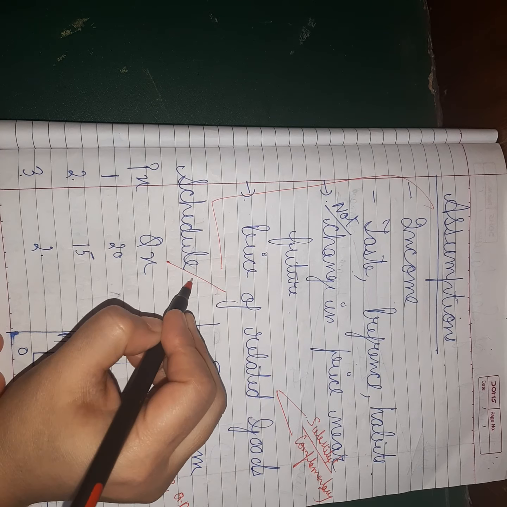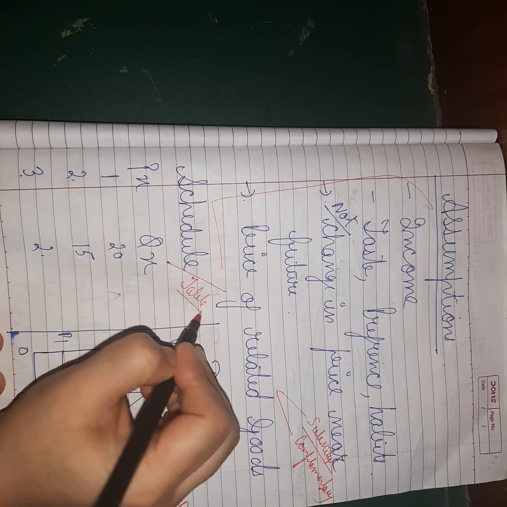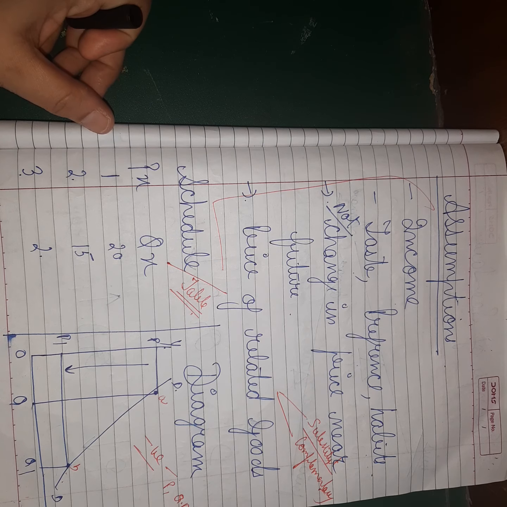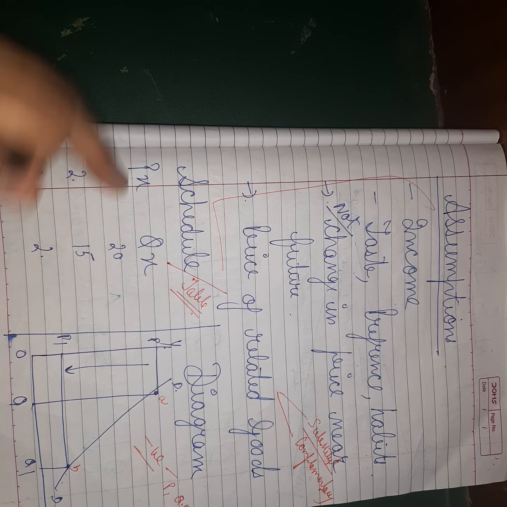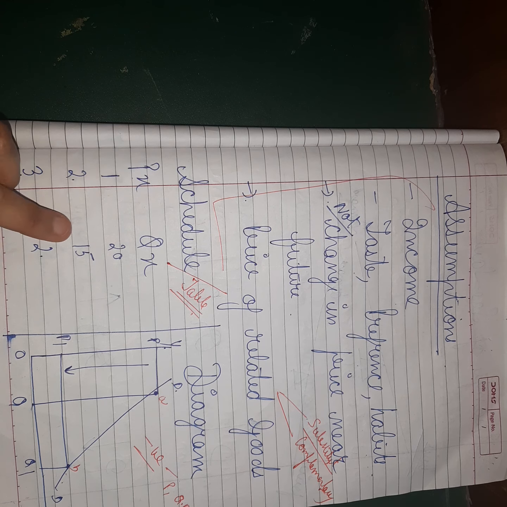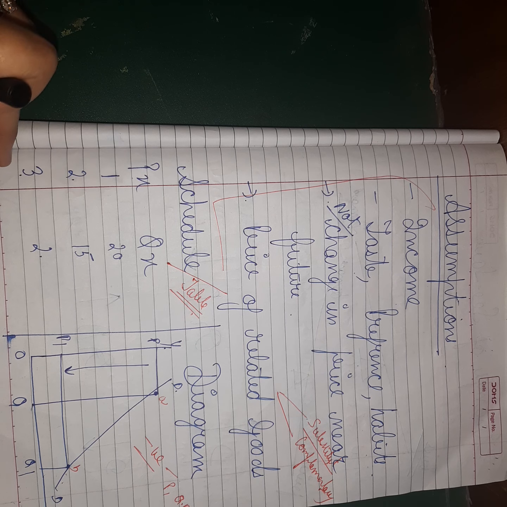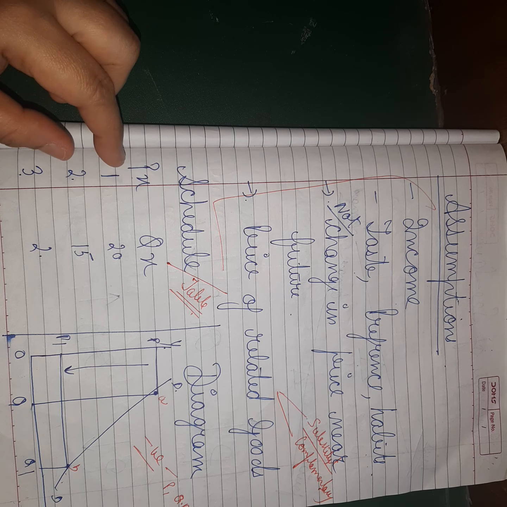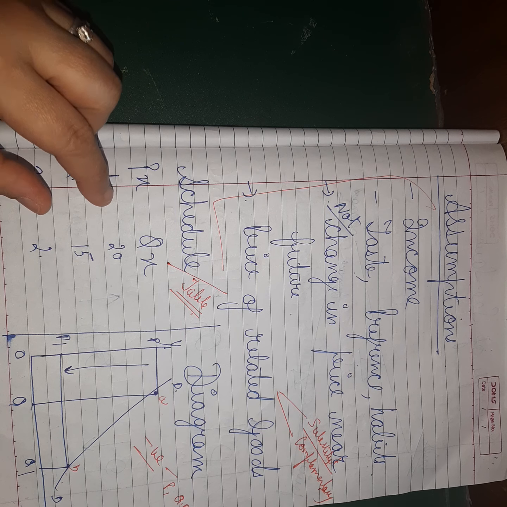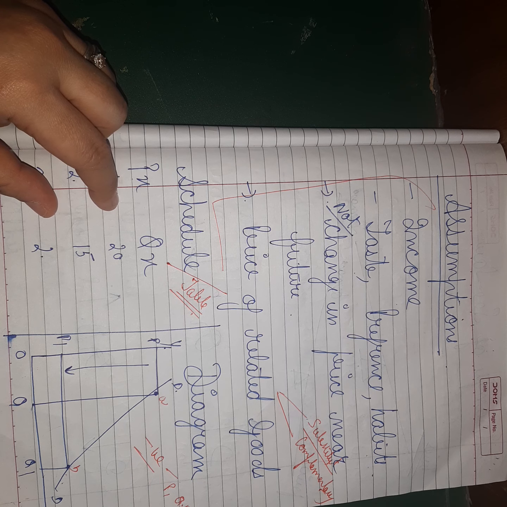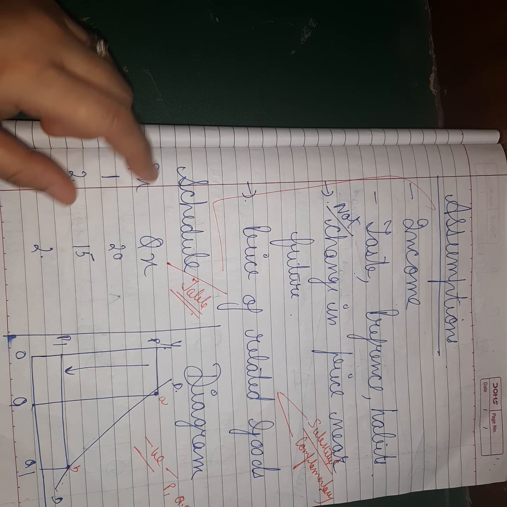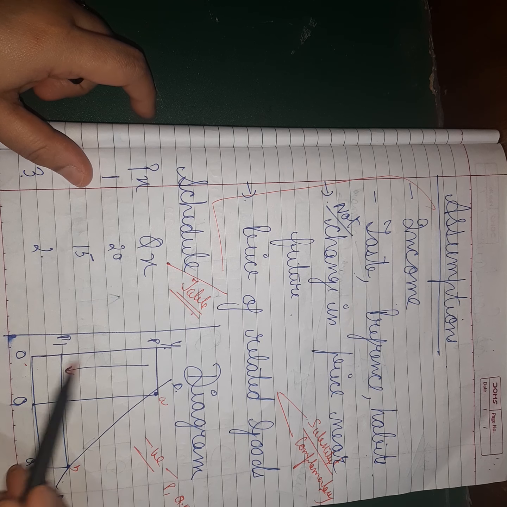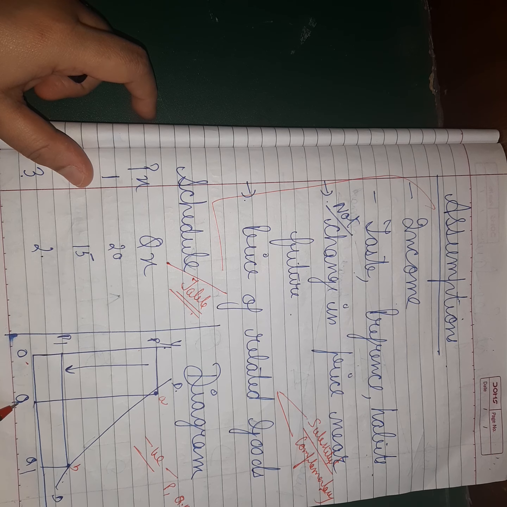This can be explained with the help of a table and a diagram. Table means schedule. I have explained in the previous videos. So when price is 1, quantity demanded is 20. When price rises to 2, quantity demanded falls to 15. When price rises to 3, quantity demanded falls to 2. So there is a negative relation, but the relation is not proportional. It is non-proportional.